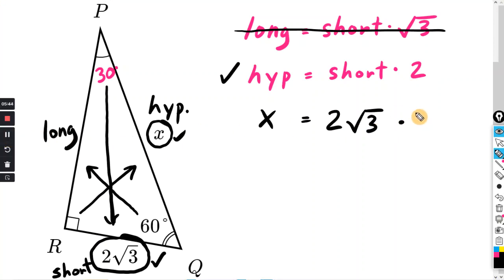Times 2. Now, when you have numbers outside of the radical and inside of the radical, you treat them separately. So these are all multiplied. 2 times 2 is 4. And we still have radical 3. Final answer.